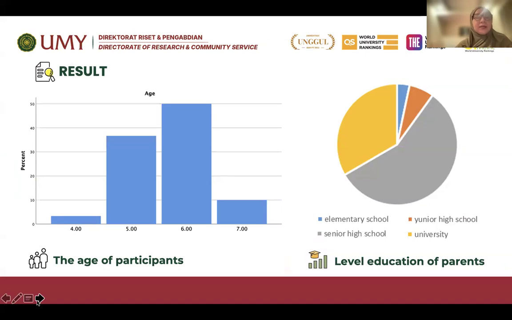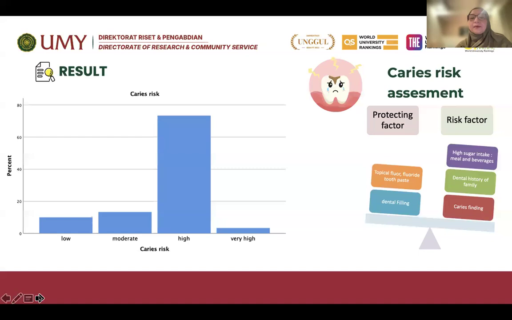This result shows the age distribution of the participants, and most of them are 6 years old. Most of the parents' education level is senior high school, and the rest are from university. And we also found that most of the participants have high caries risk.